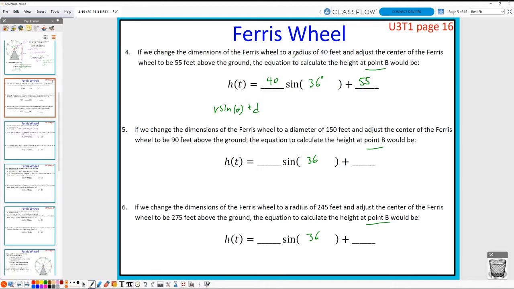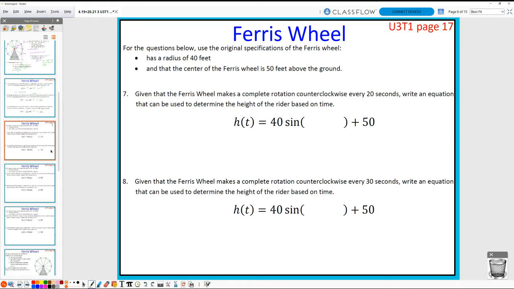So I'm just using what the radius is and what the center height above the ground is to substitute in for my variables. Diameter is 150. Be careful here. That means the radius is 75. So 75 is my radius, sine of my angle, 36 degrees, plus 90 feet above the ground, plus 90. Same thing for the last one. 245 is my radius, sine of the angle, in this case 36, plus 275. So really, once I know this equation, all I have to do is substitute those numbers in.